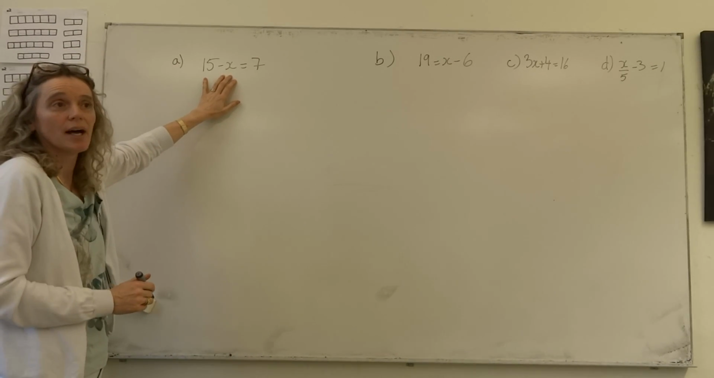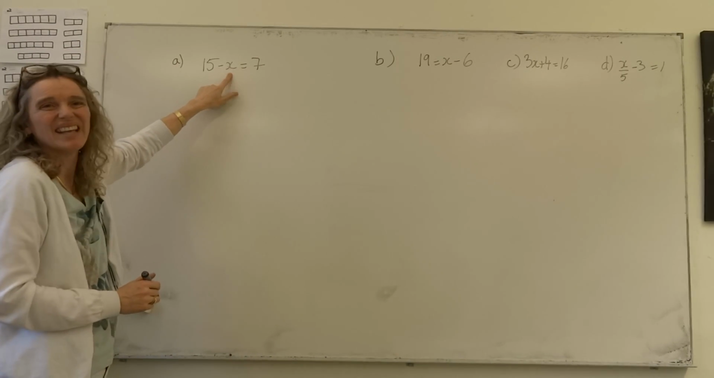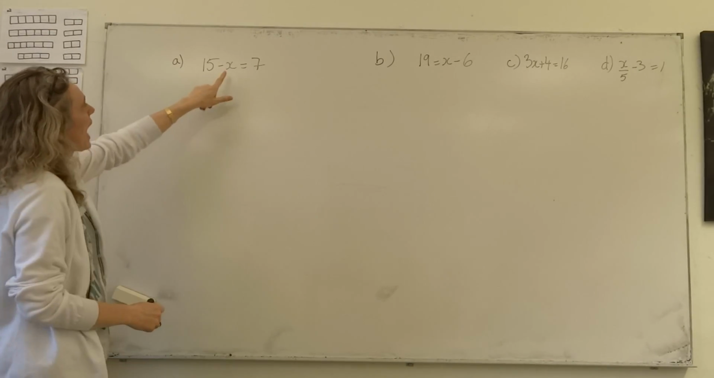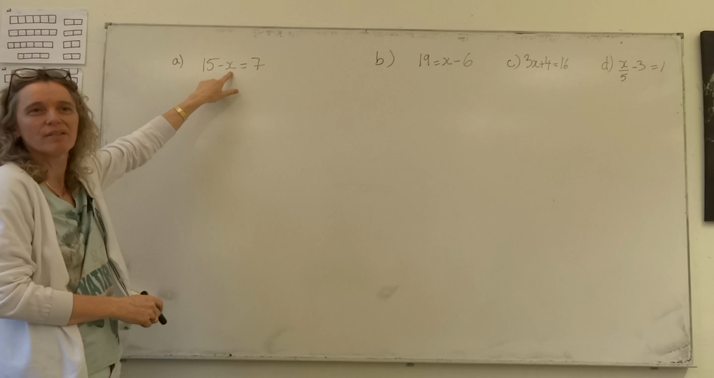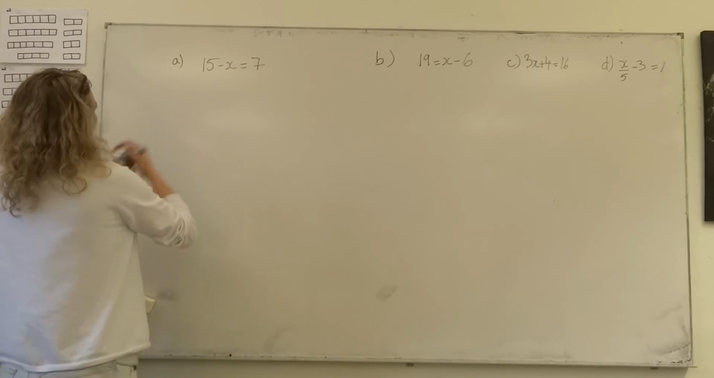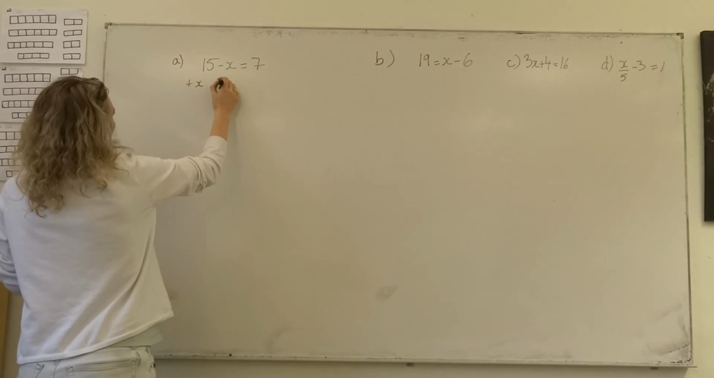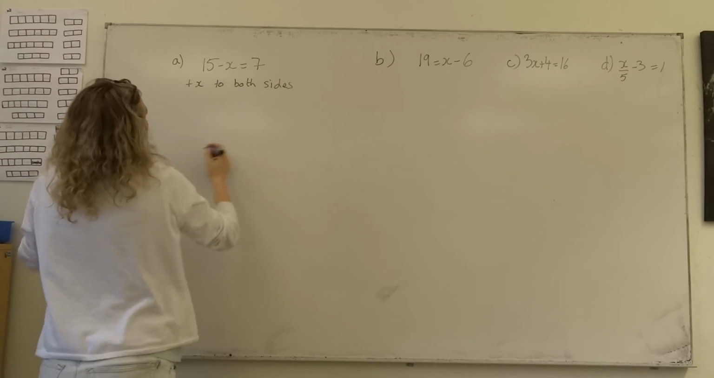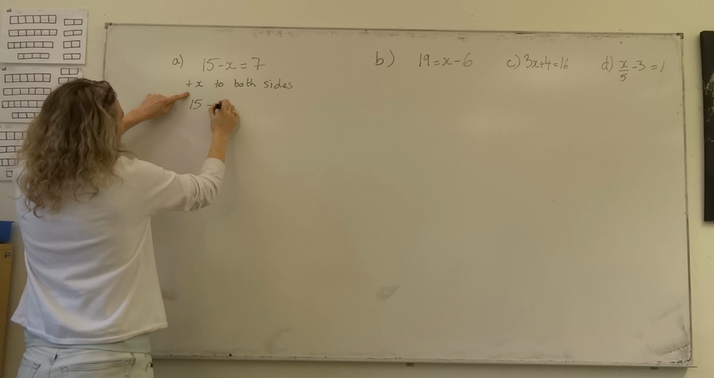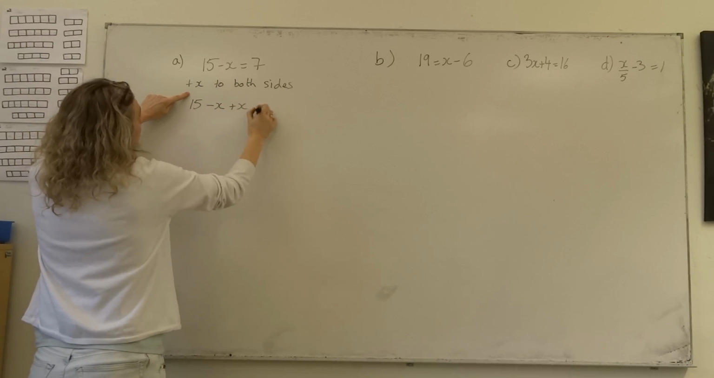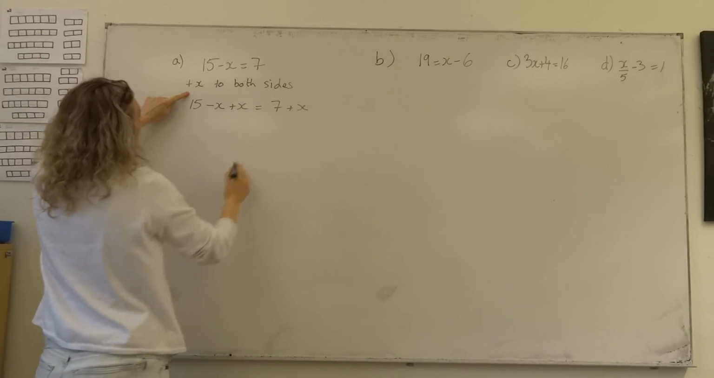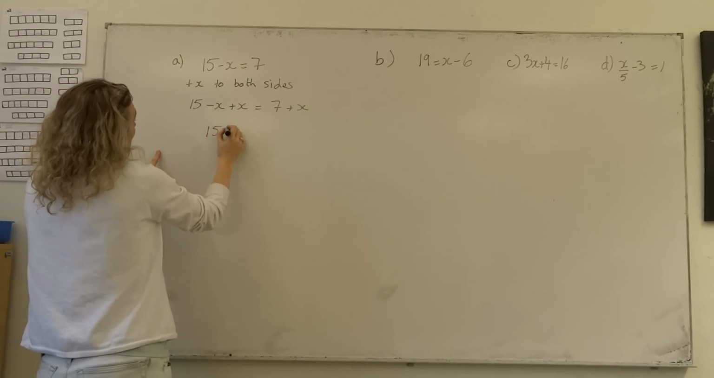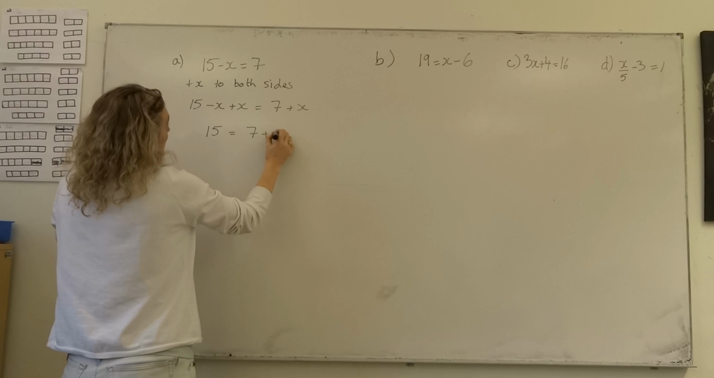Does it matter that there's a minus x here? Yeah, I'd actually probably like it to be a plus x. So what I'll do is I'll add x to both sides. It will get rid of this minus x here. Plus x to both. So I get 15 minus x plus x equals 7 plus x. x minus x is 0. So now I get 15 equals 7 plus x.